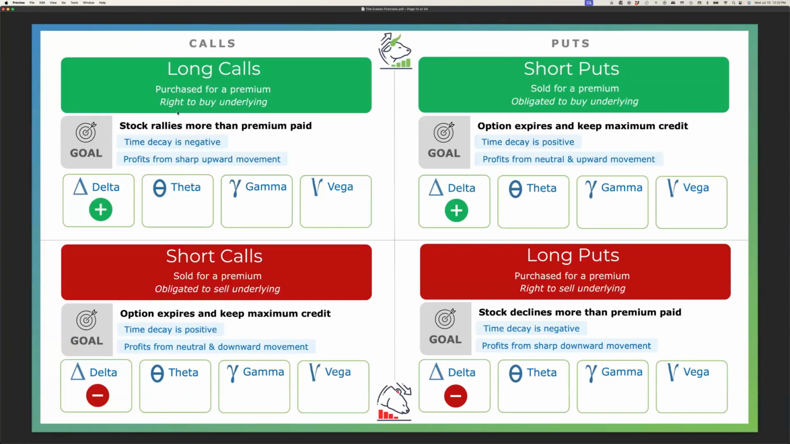Next, what we're going to cover is theta, right? So we just went over delta. Basically, for long calls and long puts, delta is positive, and then short calls and long puts.